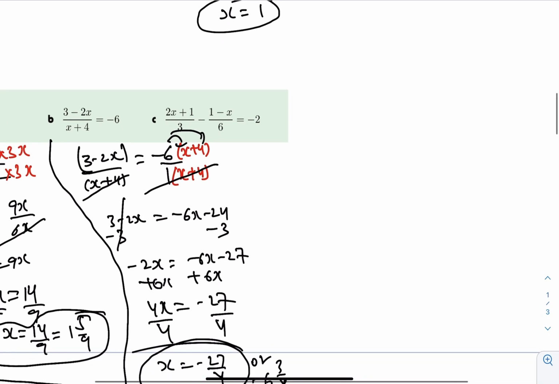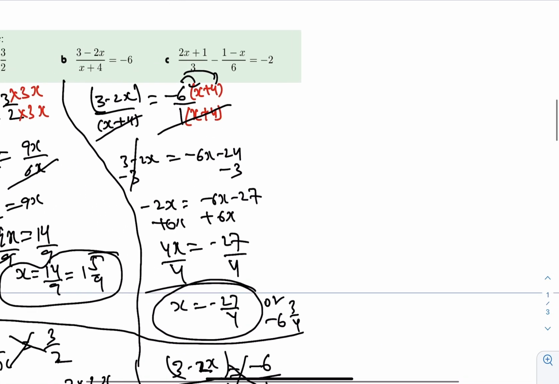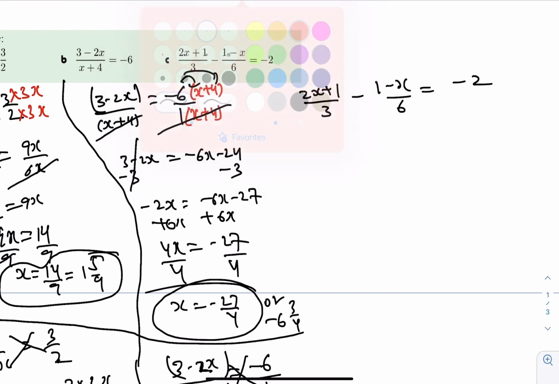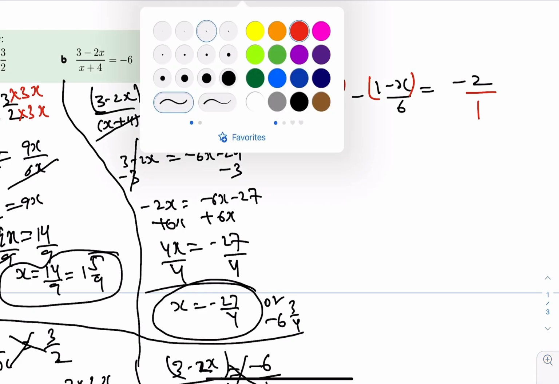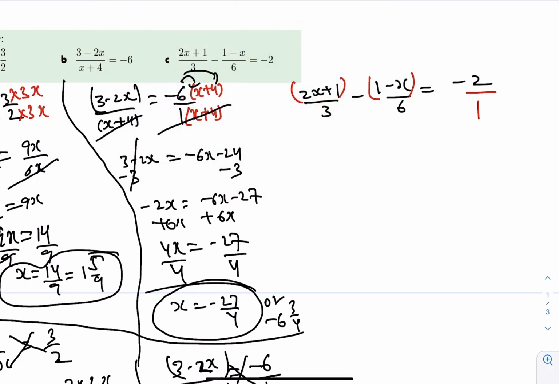The last question is 2x plus 1 over 3 minus 1 minus x over 6 is equal to negative 2. The changes you have to make in this is, first of all, again the brackets, and right hand side you need to rewrite as a fraction. After that we are going to make the denominator same. So the LCM for 3, 6 and 1 is going to be 6.